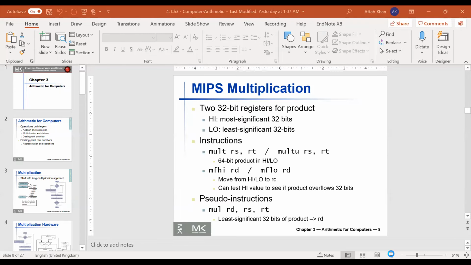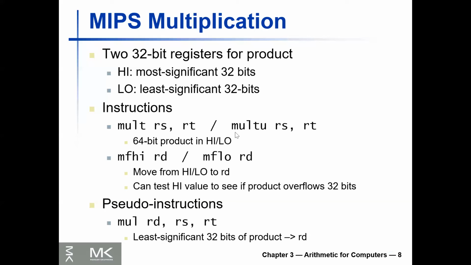Okay, this is chapter 3, guys. For the multiplication, as I said, there are two 32-bit registers for the product. We have HI, where the most significant 32 bits are going to be stored, then LO, where the least significant 32 bits are stored. And how it works: see the MIPS instruction MULT, where we provide both the multiplicand and the multiplier, and it will multiply them together.